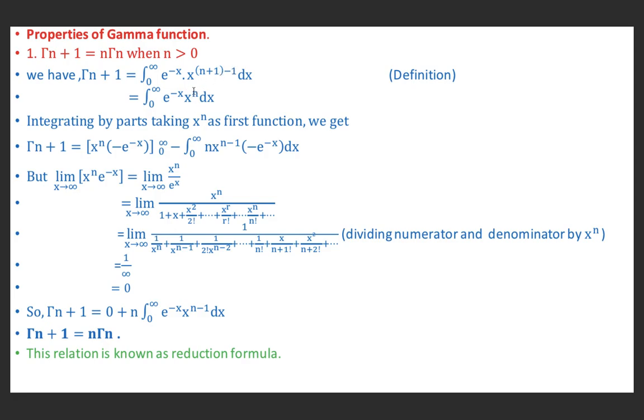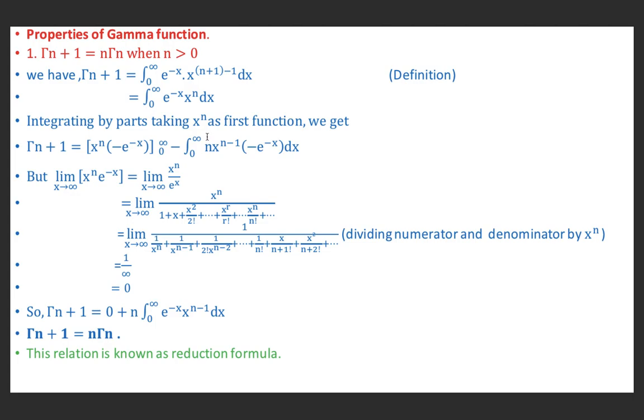If we integrate it by parts, we will take x raised to power n to be the first function and e raised to power minus x to be the second function. Everyone knows how to integrate by parts. So first function as it is, x raised to power n, integration of second. Second is e raised to power minus x, integration of e raised to power minus x is e raised to power minus x upon minus 1. So it is minus e raised to power minus x, limits are from 0 to infinity.